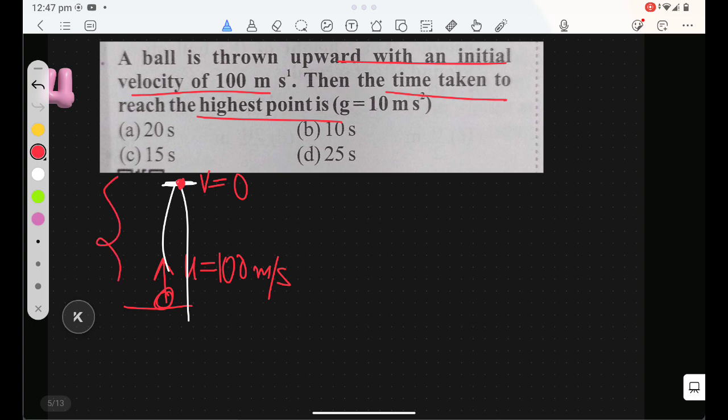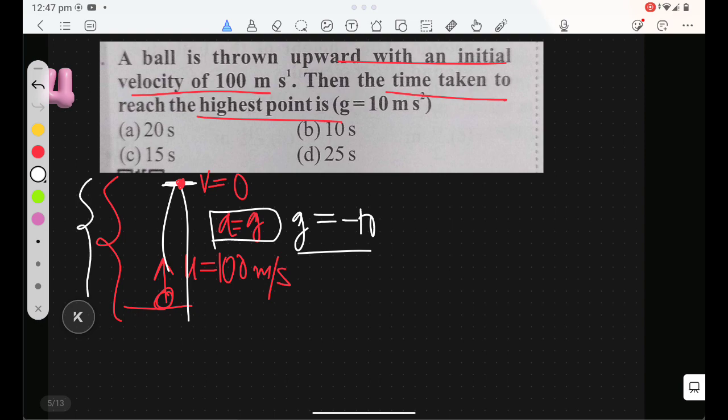So considering this motion, initial velocity we have, final velocity we have, and we know that the acceleration is equal to g. This g we will take as minus 10 because it is reducing the speed, it is decreasing the speed of the ball. So I will take minus 10. It is up to you, what is your direction. The height is not given, only the initial velocity is given.